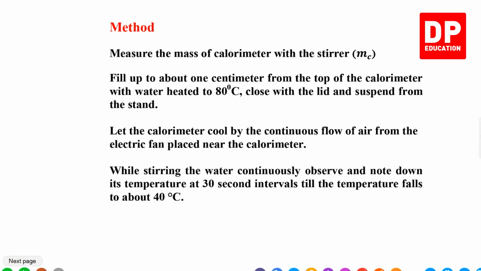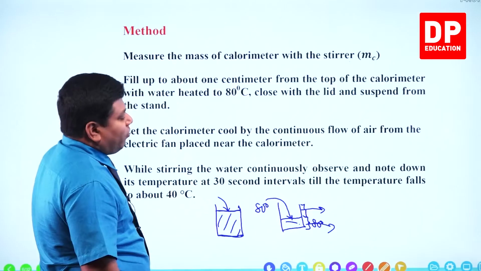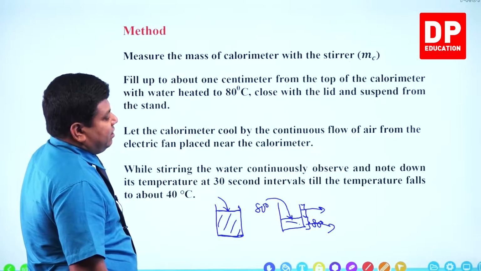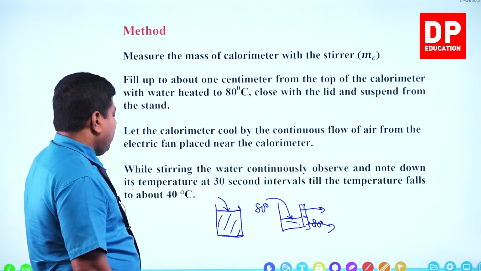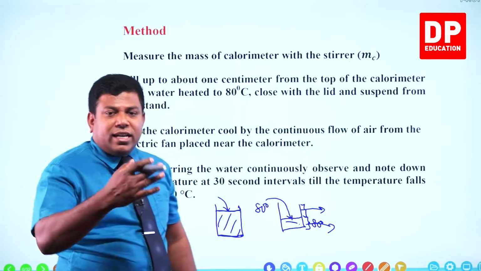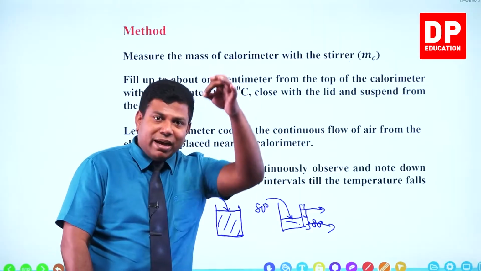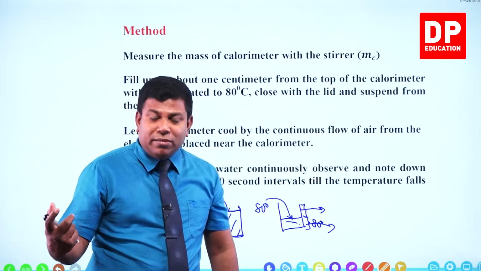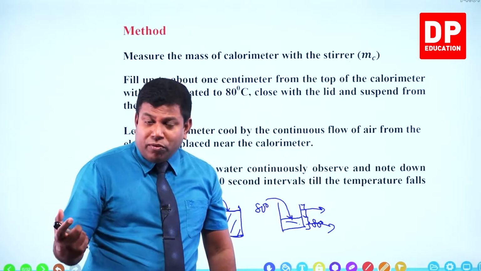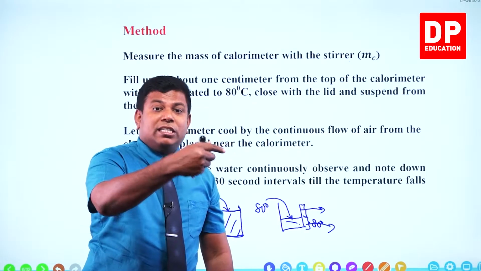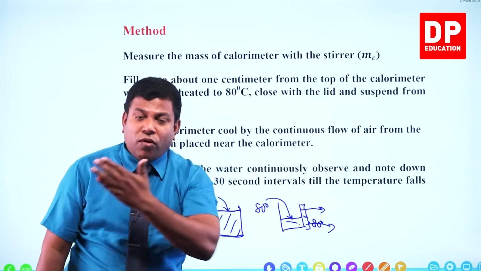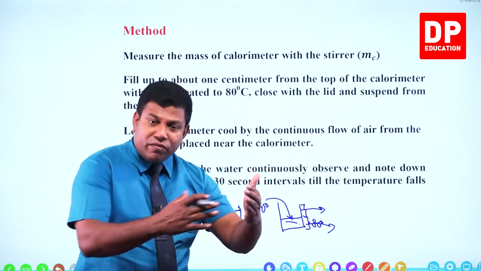Let the calorimeter cool by the continuous flow of air from the electric fan placed near the calorimeter. While stirring the water continuously, observe and note down its temperature at 30-second intervals till the temperature falls to about 40 degrees centigrade. Right? Every 30 seconds we are going to measure the temperature. You already have kept a thermometer inside. Keep stirring it. That's why you have to switch on the stopwatch. Every 30 seconds, you check the temperature in the thermometer and write it down, from 80 degrees centigrade to 40 degrees. You will have a number of readings after that.